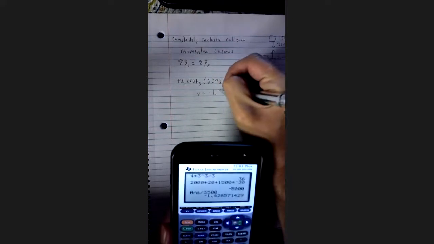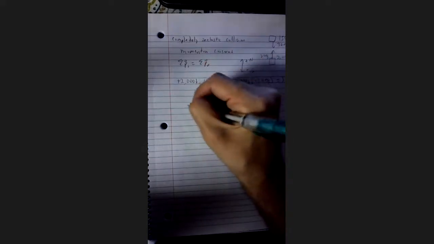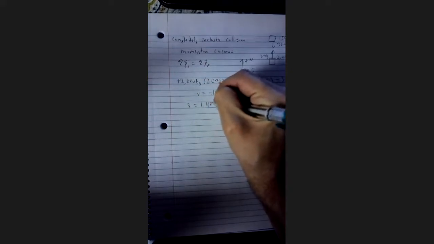So if we do that, then we get negative 1.43 meters per second. So that means our velocity of our two cars stuck together is 1.43 meters per second south.